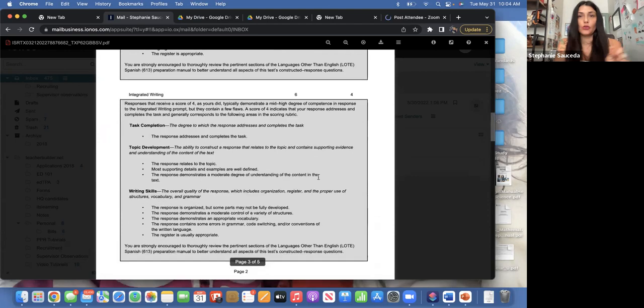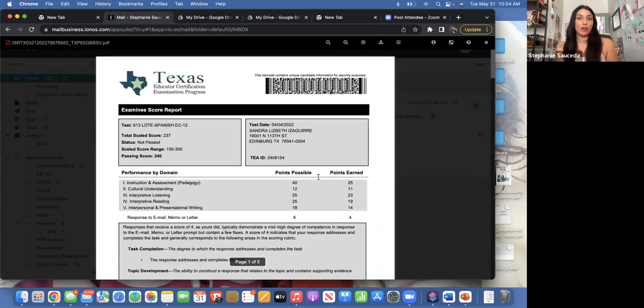The largest area where you can make the biggest bang for your buck in passing, because you're so close as it is, is this: if you could do 10 more questions in that pedagogy area, that's going to put you over, and you're going to get it for sure. So we're going to discuss those things, and then I'm going to send you those links later.